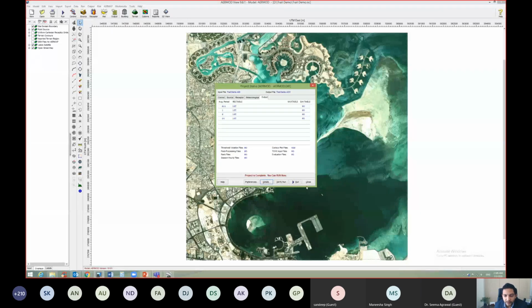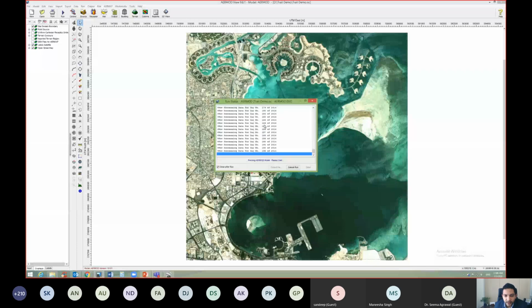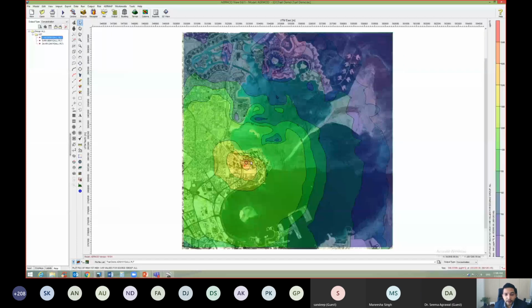With that we'll run the software, and now we can see that it is calculating for each day of 2014, then for 2015, then for the year 2016, and so on till 2018. For each day of meteorological data, these values will be calculated. This is a very simple demo. For industrial projects and infrastructure projects, a number of sources are considered, where the runs may go up to days, what we have performed in just a few minutes. Usually these runs may go from a few hours to a few days, depending upon the complexity of the projects.